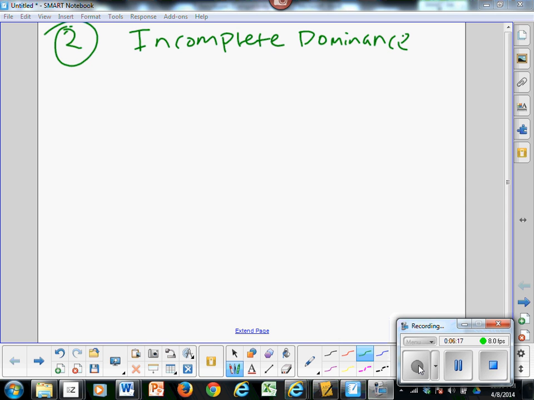Incomplete dominance. What incomplete dominance means is that there is no particular dominant trait. This is where we get a mix, and that equals a third trait, or a third phenotype. So this is the explanation of it.